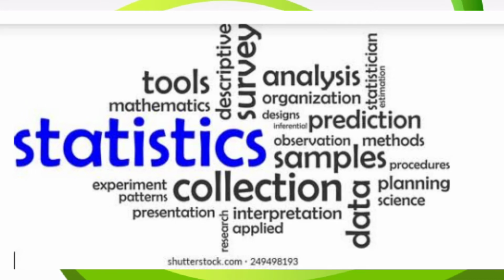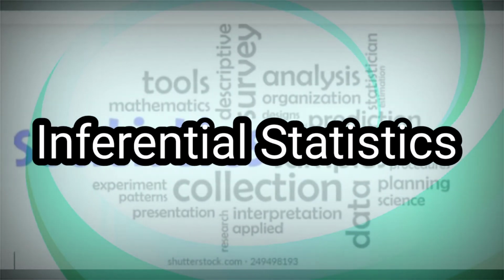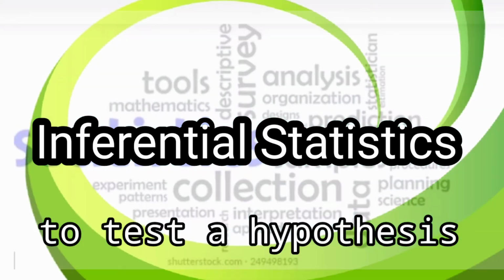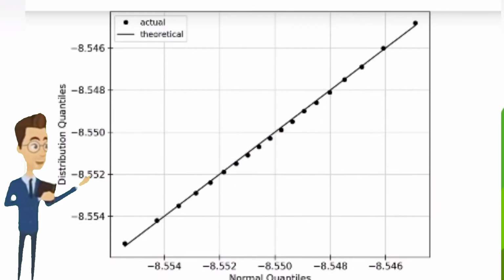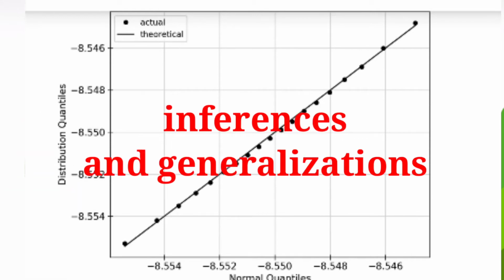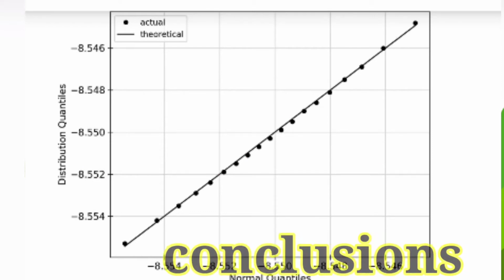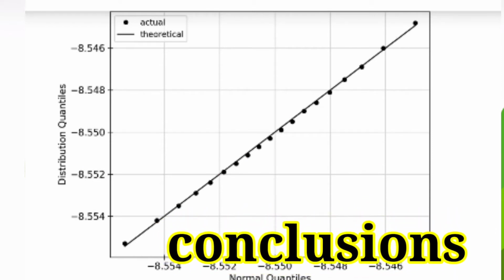In contrast, inferential statistics allows analysts to test a hypothesis based on a sample of data from which they can make inferences and generalizations about a greater whole. Inferential statistics tries to make conclusions about future outcomes beyond the data available.